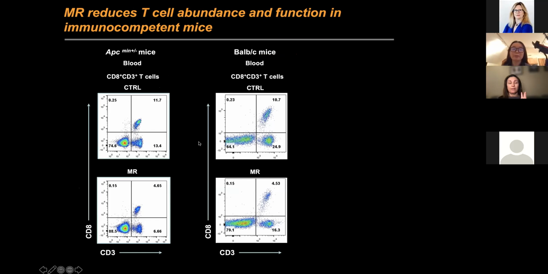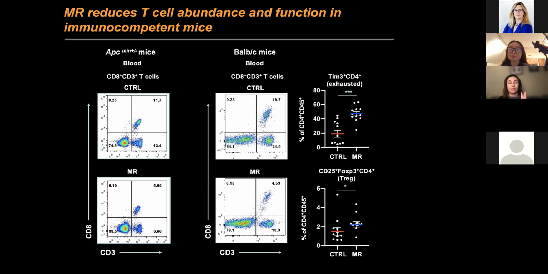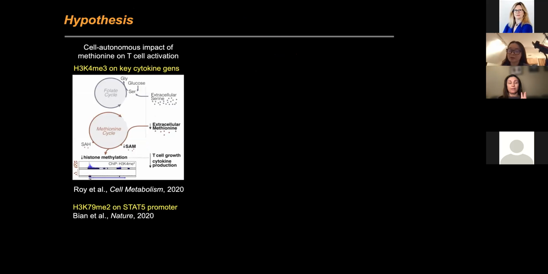In both APC min mice and BALB/c mice, methionine restriction can reduce the circulating CD8 positive T cells. Also in the BALB/c mice, we are able to detect increased exhausted T cells, which are TIM3 positive, and also immune suppressive Treg cells. So then our question is, how does methionine restriction impair anti-tumor immunity?